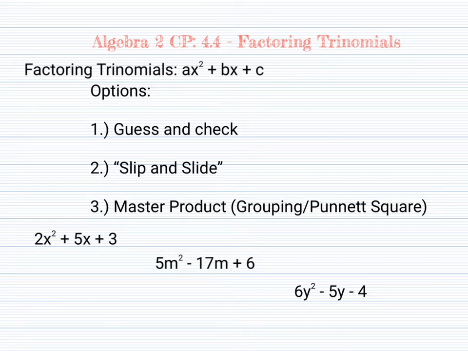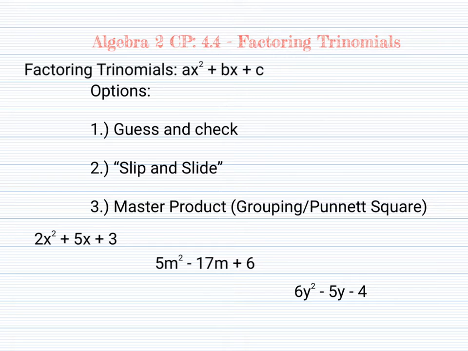All right, so let's take a look in section 4.4 at how to factor trinomials. Now, these are trinomials that are going to look like ax squared plus bx plus c. So we have a lead coefficient here that's other than 1. We saw what to do if it's a basic trinomial where it's just x squared plus bx plus c.